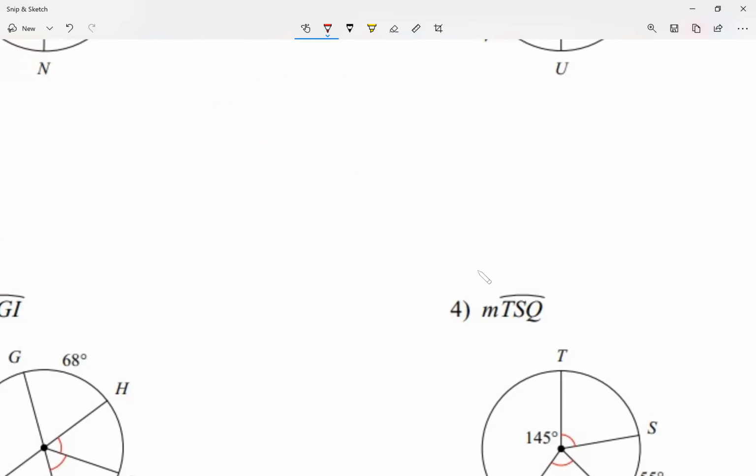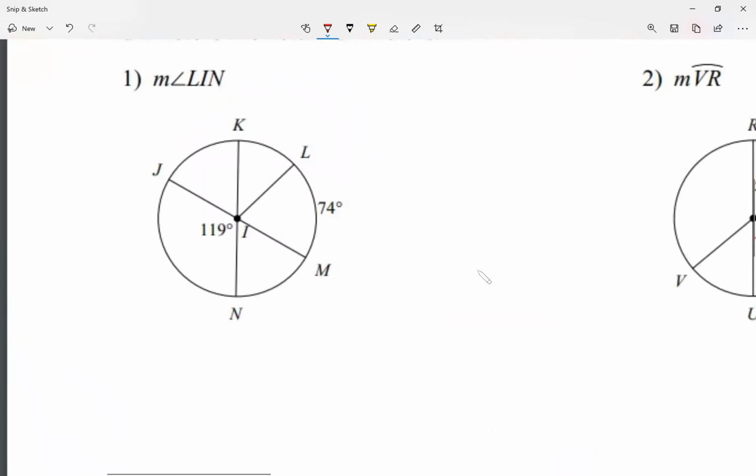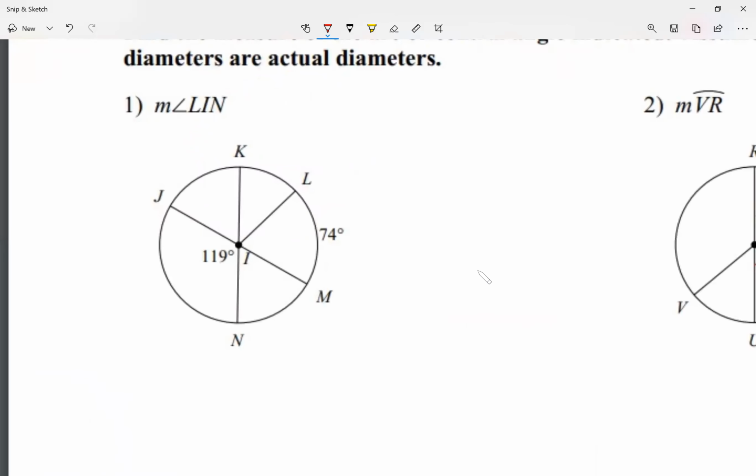What happens in circles is the measurement of the central angle, so the angle in the center, it is equal to the angle of the arc, so the distance around the circle. They have the same degrees.